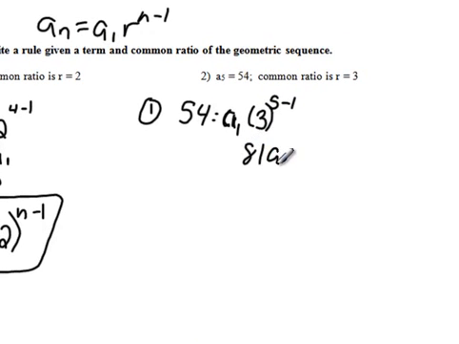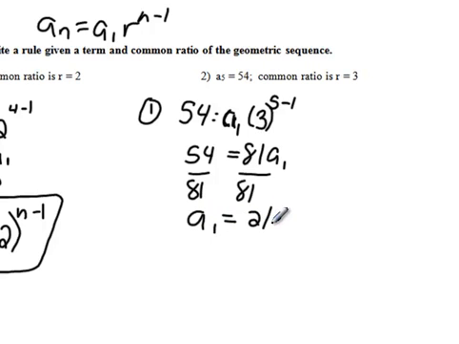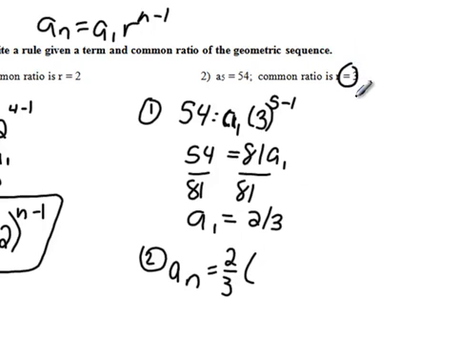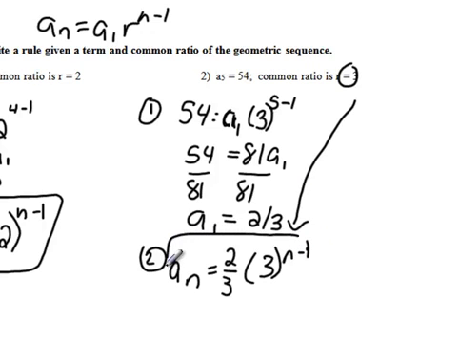So I have 81A1 equals 54. Treat it like an x. Divide by 81. A1 gives me 2/3. Now, once again, plug it back in. We're doing a lot of plugging and chugging in this chapter. So we have a to the n, my first term, 2/3. My common ratio, it is given 3. So bring the 3 down. 3 raised to the n minus 1. And this would be our rule. Remember, memorize this.